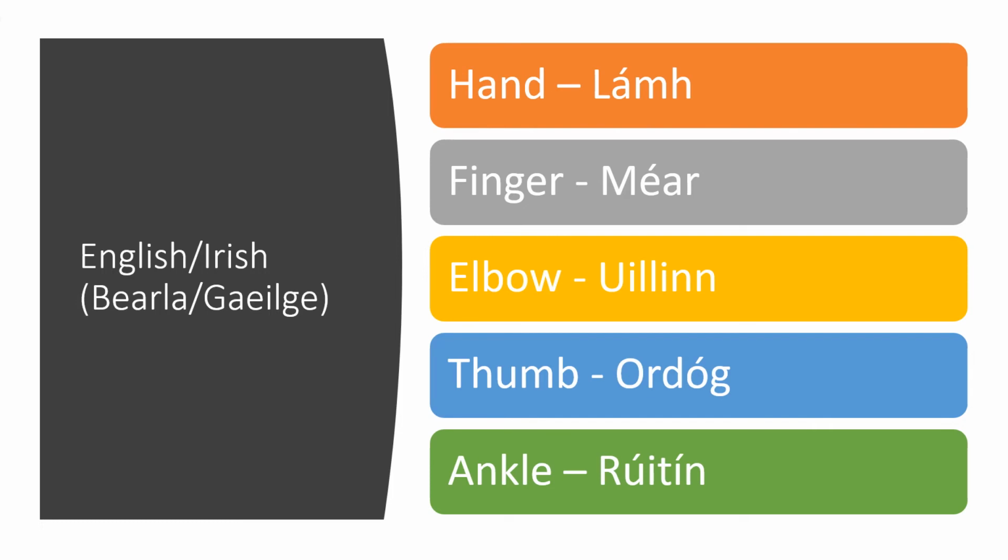So in the next one we have hand, which is lámh, finger is méar, elbow is uillinn, thumb is ordóg, ankle, another one I find difficult to pronounce. Rúitín, I think, is the correct way, but I'm going to look that up after and see if I'm doing it properly. Maybe you might know how to do it better. But we're learning. Let's keep going.